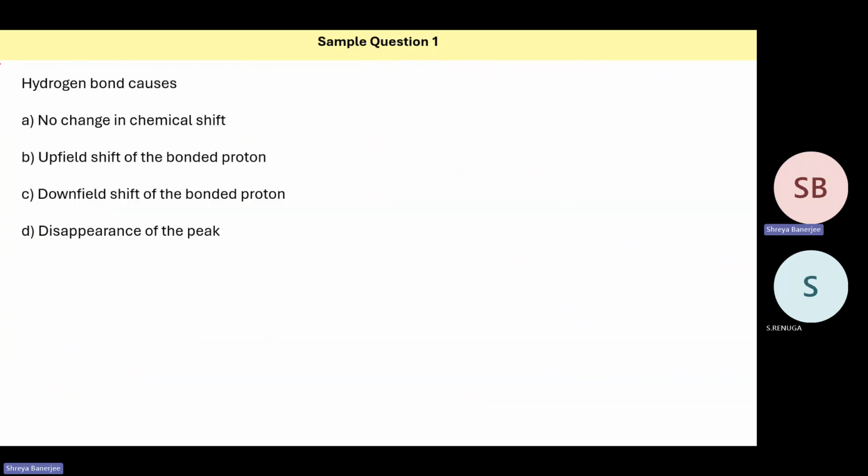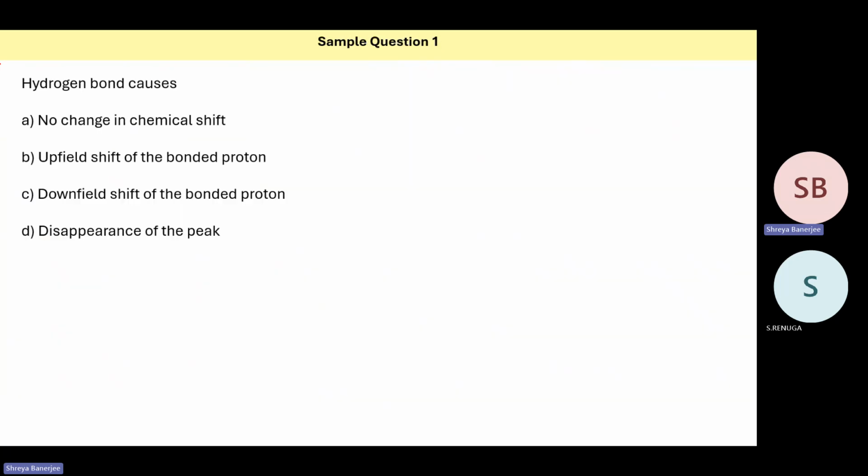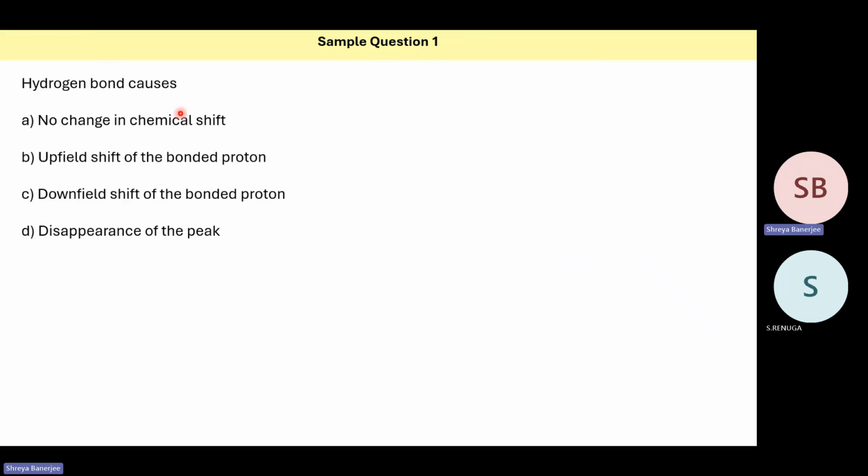So that basically covers whatever was taught in week 3. I'll quickly go through the questions of assignment 2. These are questions on the assignment which was given at the end of week 2. The first question was: hydrogen bond causes what?